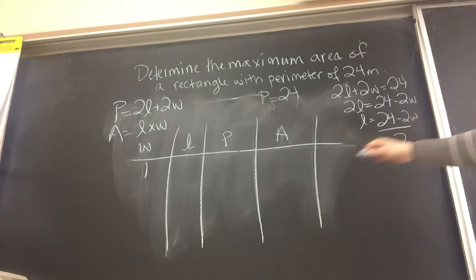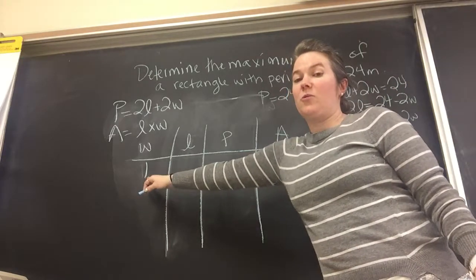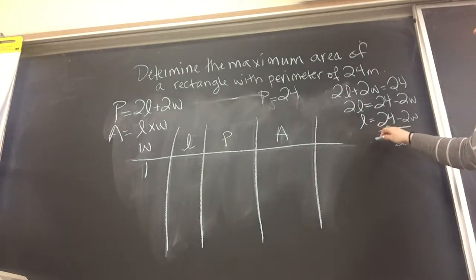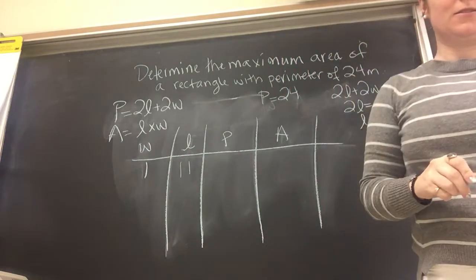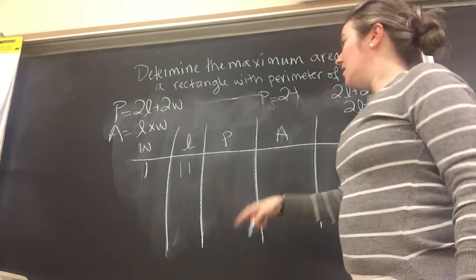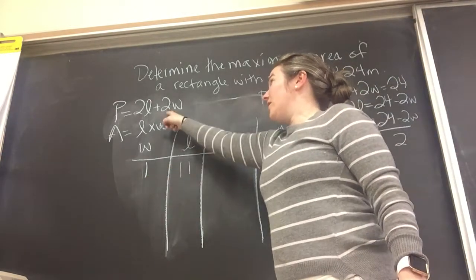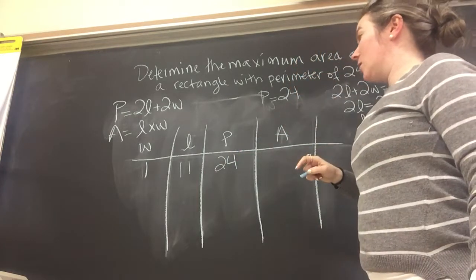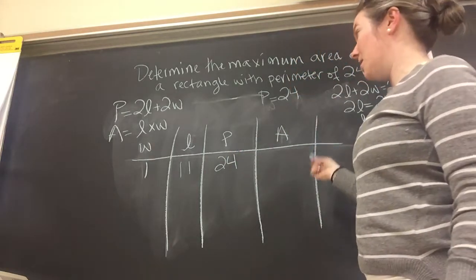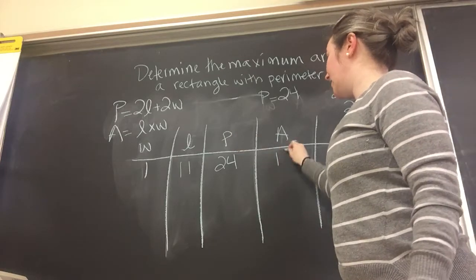In this case, width is 1. So if width is 1, then length is 24 minus 2 times 1, so that's 22 divided by 2, which means the length is going to be 11. If I put 1 and 11 into my perimeter formula, I find the perimeter is 24, which matches what I need in the question. And then how do I find area? I multiply 1 times 11, which is 11.